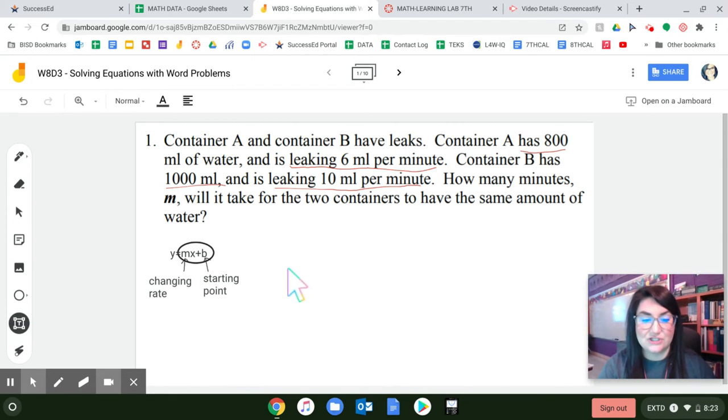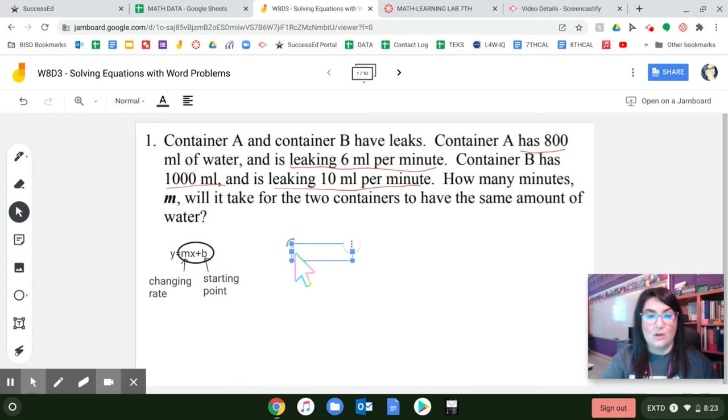So here's how this equation is going to look. For container A, it's going to start with 800. And remember, you can move these on each side of the plus sign. I'll write it both ways just in case that's confusing. But I'm just working from that problem. It starts with 800 and it's losing, so that's minus 6 per minute. On the other side is container B. It's starting with 1,000 and it's losing 10 milliliters per minute.